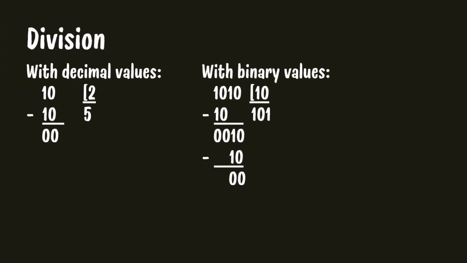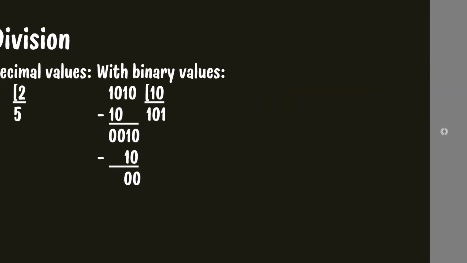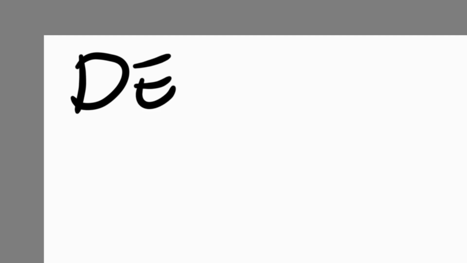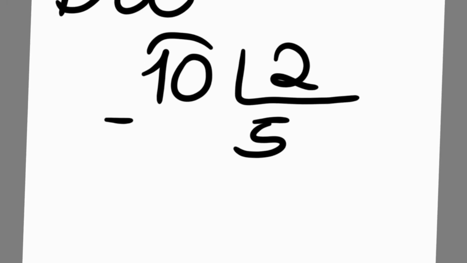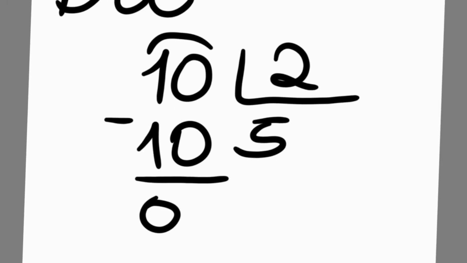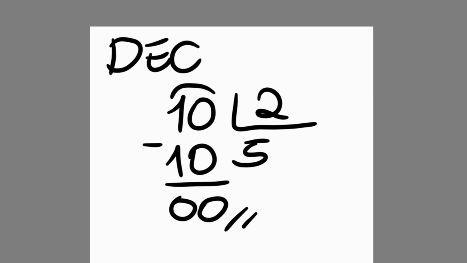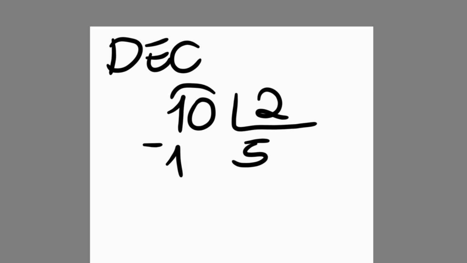Now division, also a very similar process to how we do it with decimal numbers. So in decimal, a very simple division will be like this. 10 divided by 2 is going to result in 5, I already know that, but just to illustrate and see how similar it is to binary. Yes, so let's just erase everything to see how it works with binary.